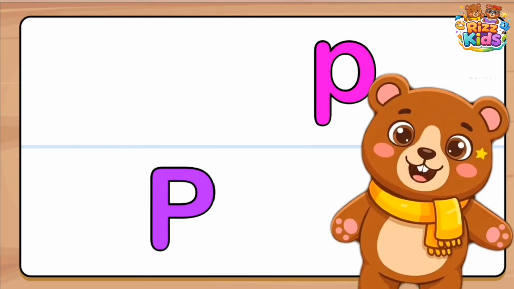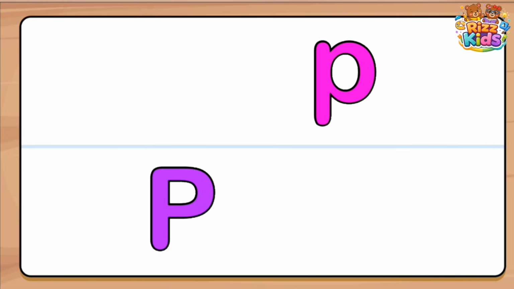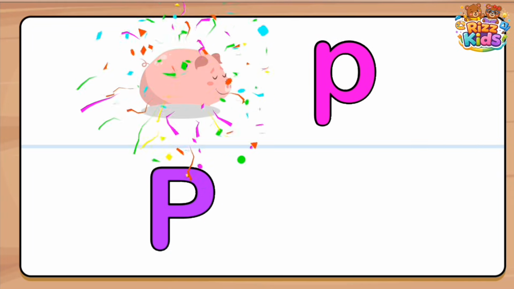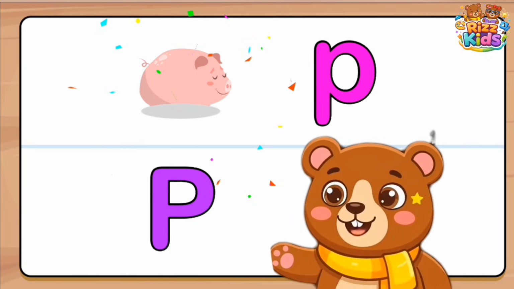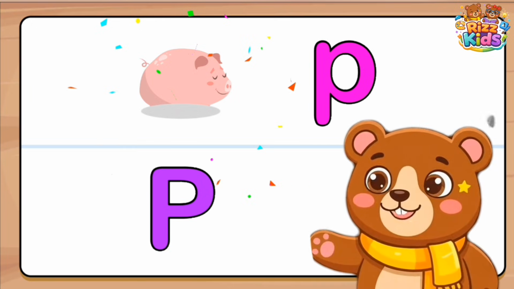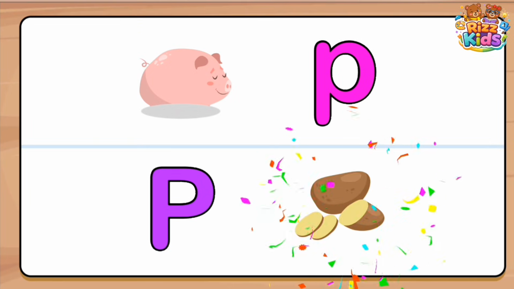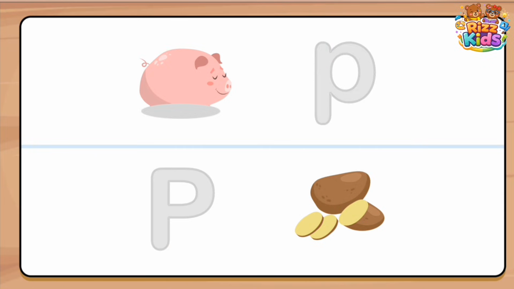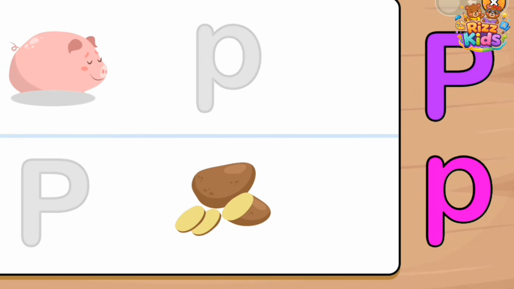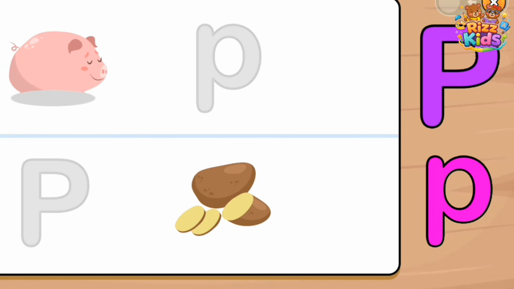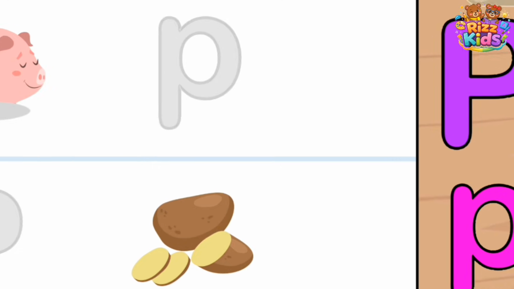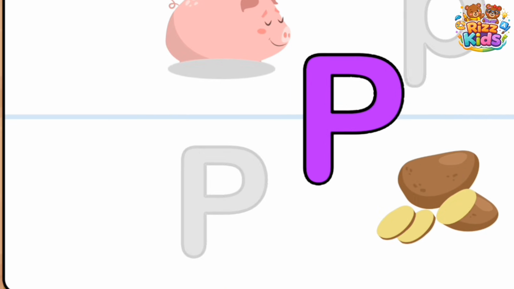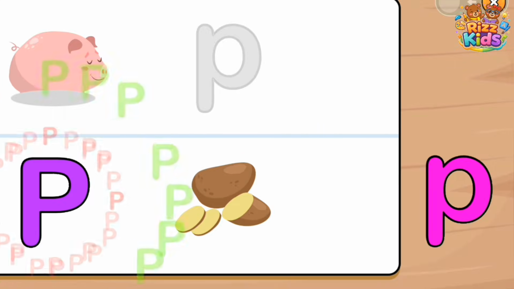Guess what? Other animals start with the letter P. That's right. P is for pig. Another example is potato. Come on, help me to fit this letter P into its shadow. P.